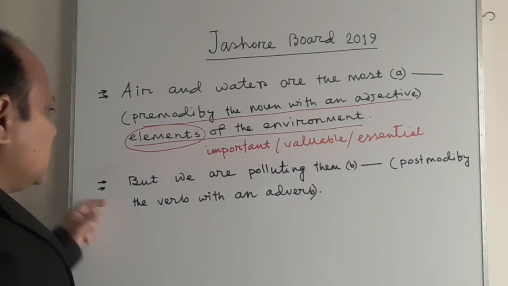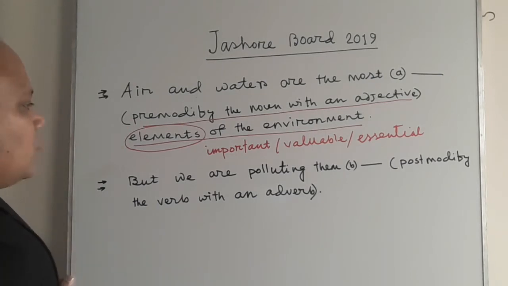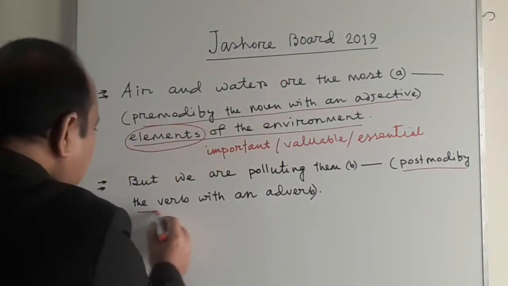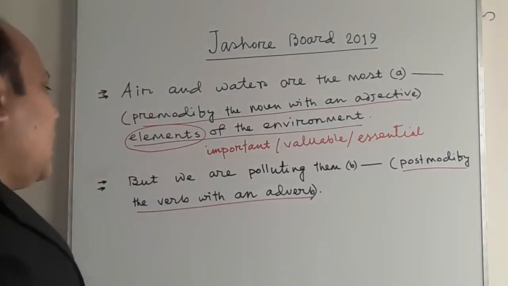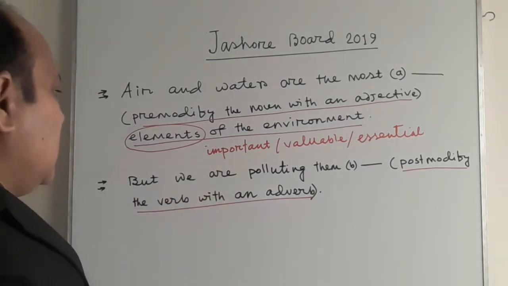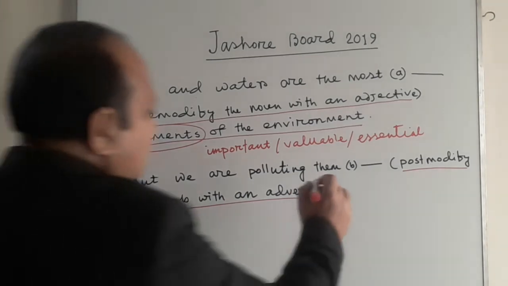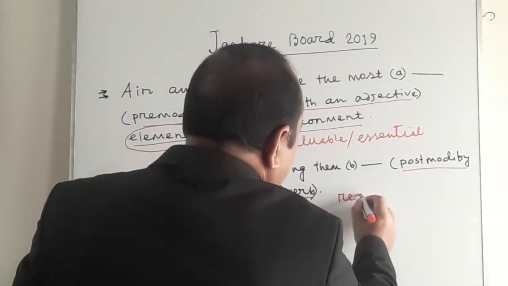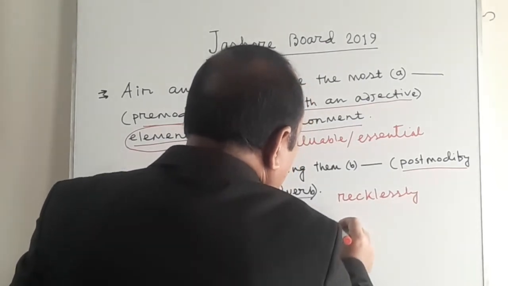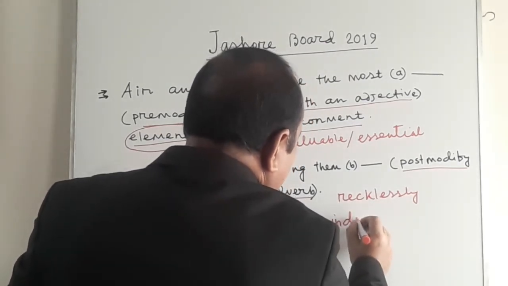Now come to the point, second one. But we are polluting them. You are asked to post-modify the verb with an adverb. So ask how we are polluting them. Basically, we are polluting them recklessly or indiscriminately.